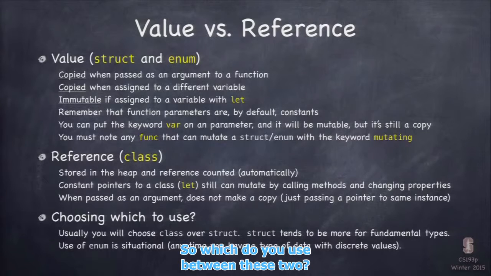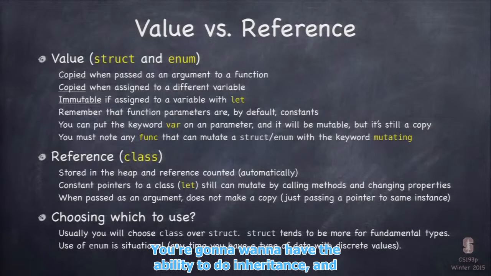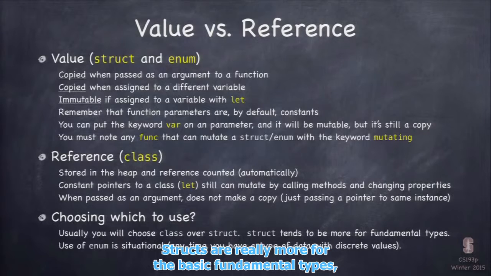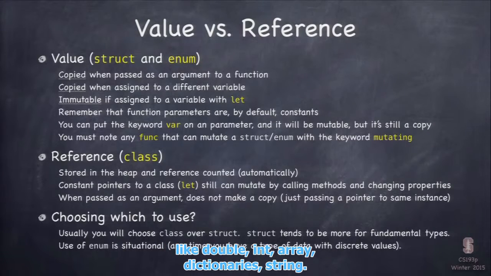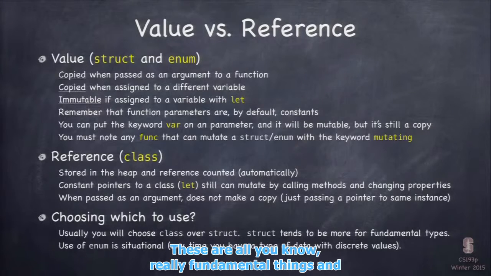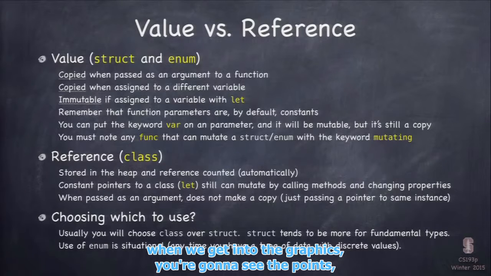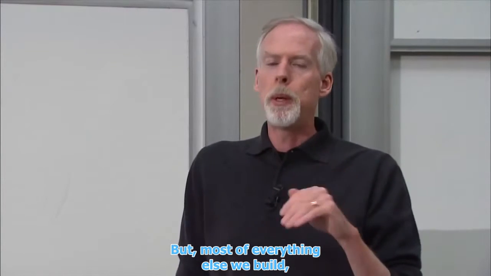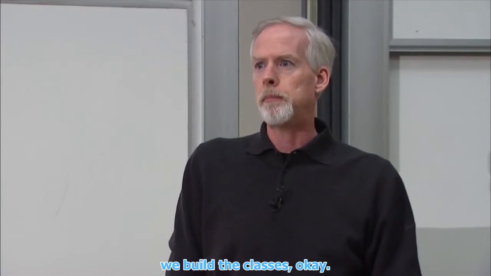So which do you use between these two? Well, 90% of the time you're going to use a class. This is an object-oriented programming language. You're going to want to have the ability to do inheritance and overriding and things like that. Structs are really more for the basic fundamental types like double, int, array, dictionary, string. These are all really fundamental things. And when we get into the graphics, you're going to see that points, sizes, rectangles, those are structs. But most of everything else we build with classes.